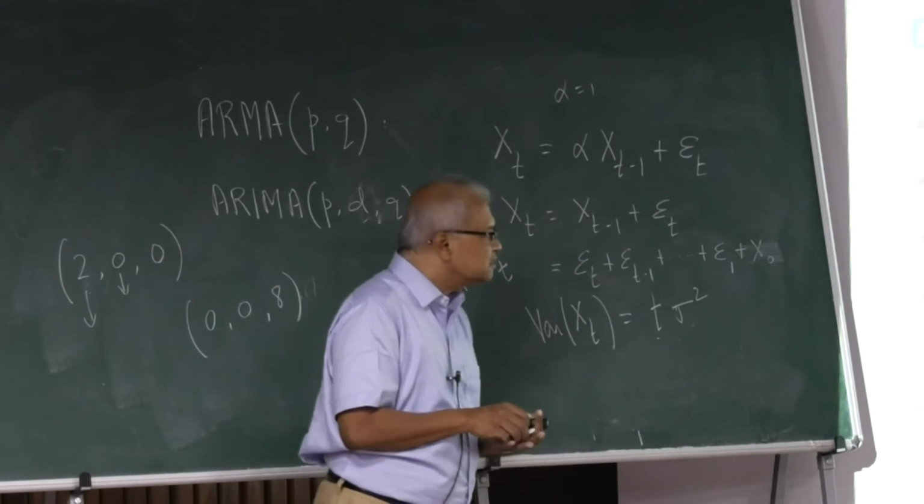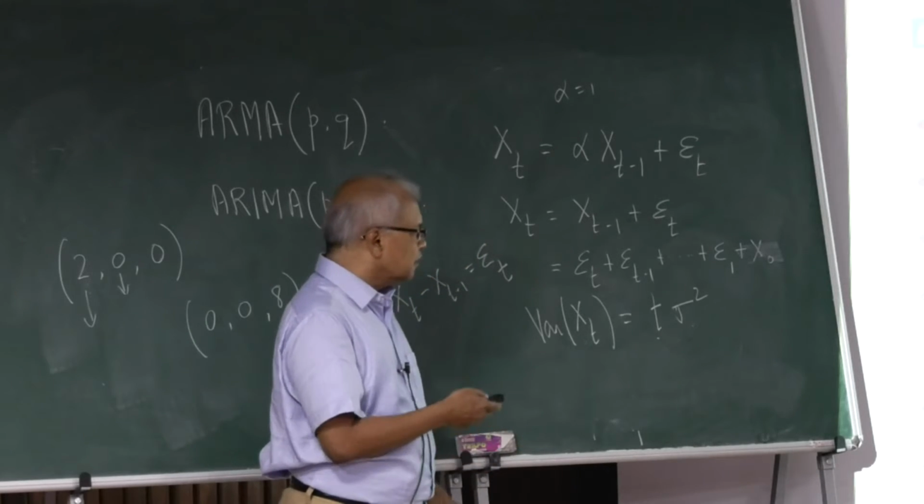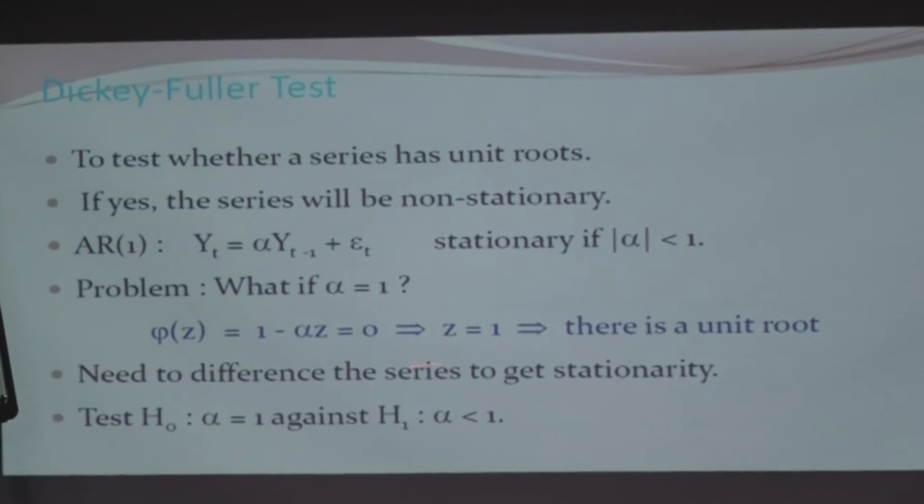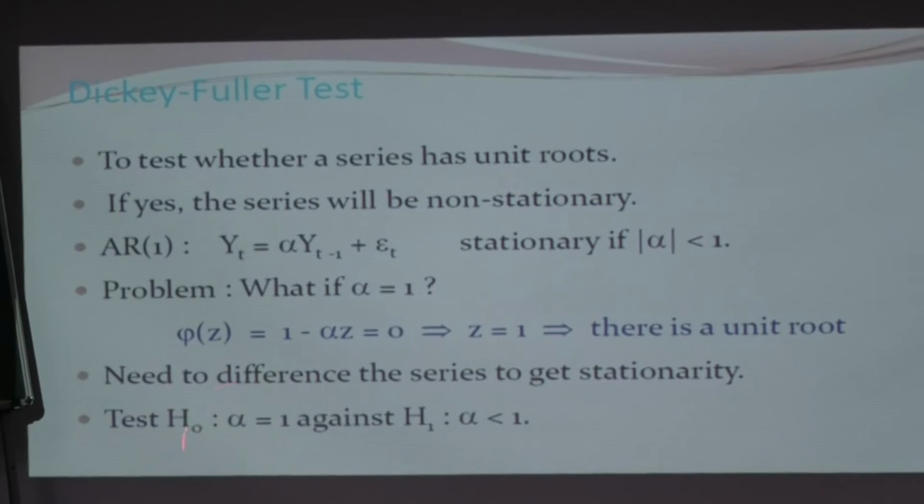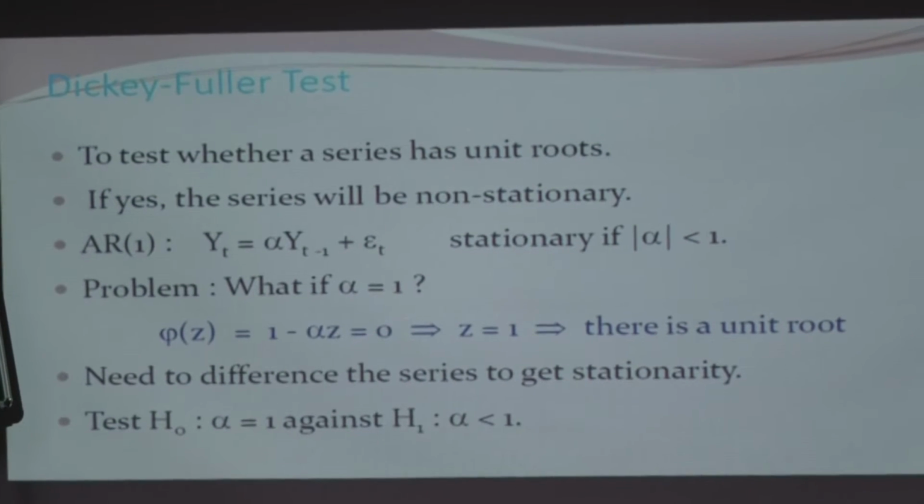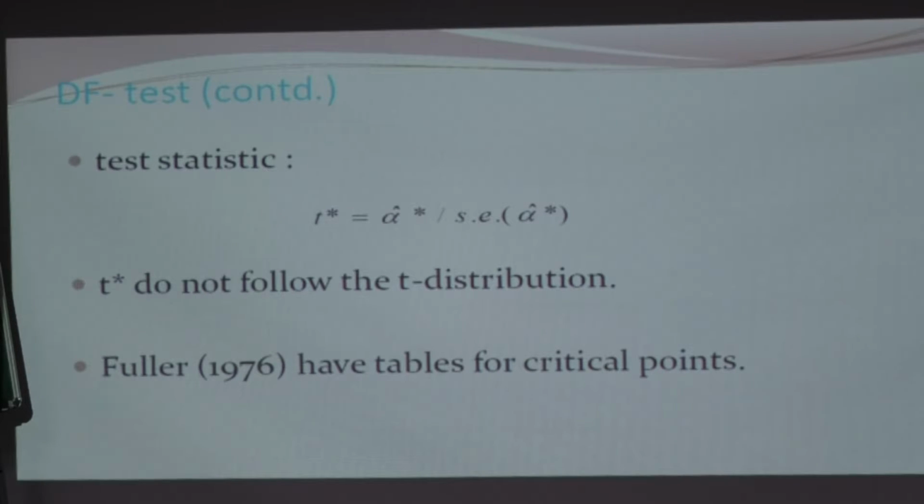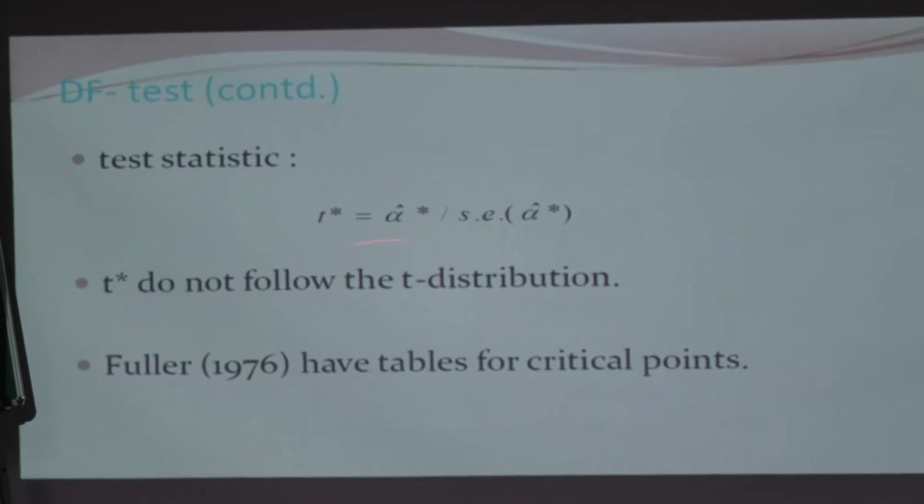And Dickey Fuller actually devised a test for this, and they were testing this alpha equal to 1 against alpha less than 1. If it's less than 1, then it's stationary. If it is equal to 1, then it's non-stationary. Okay? And you have this famous Dickey Fuller test, and what they did was they looked at the difference series. So alpha star yt minus this becomes alpha minus 1, and they had a statistic like this, etc. So basically this statistic came out to be close. This is not exactly a t distribution, and there are tables, critical points for this Dickey Fuller test.